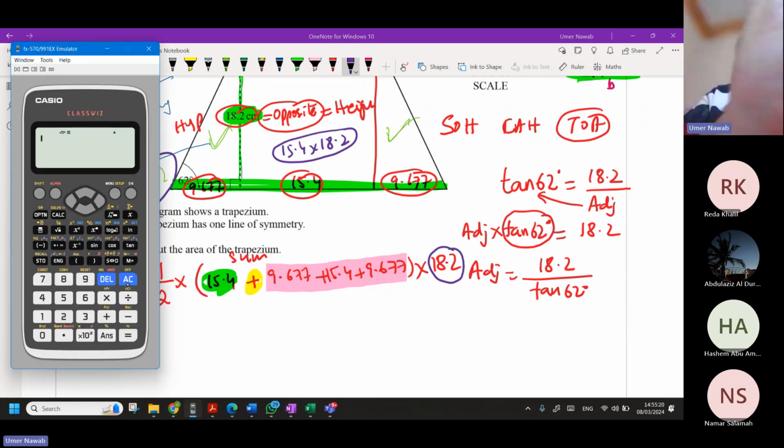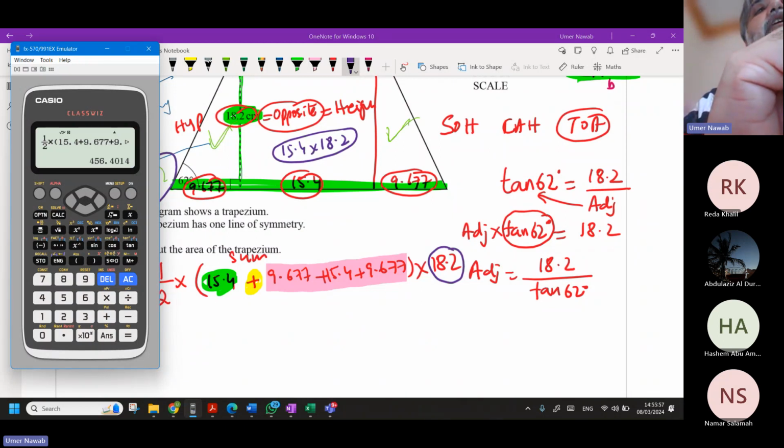So when I copy it in my calculator, half times the first side, the top side is 15.4 given by the examiner, plus now the side which I have found by myself, it is split into three measurements, 9.677. I can times with 2, or I can again write 9.677 plus 15.4. This is the sum of the other side, which is split into 3 parts. Now times with the height, which is 18.2, and then I get my answer 456.4.